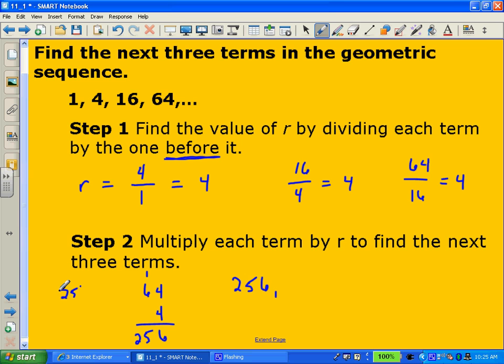And then I'm going to have to do 256 times 4. And I believe I get 1024. And then I have to do 1024 times 4, which is going to be 4096. If I can do my multiplication right here. Let me just double check that. Yep. So there's my next three terms in the sequence.